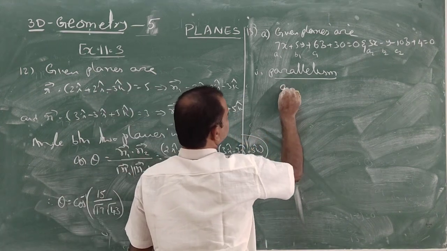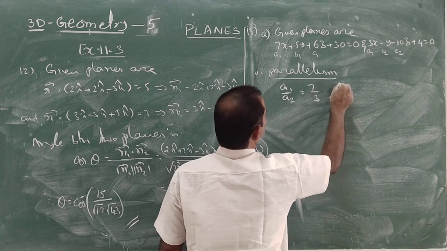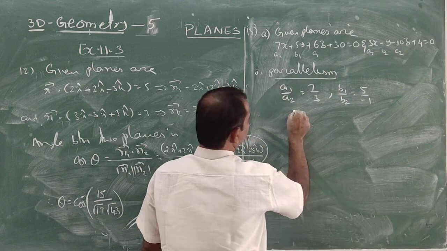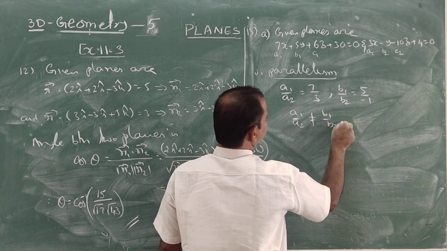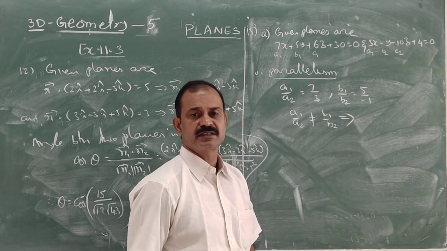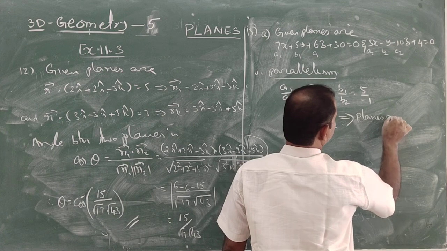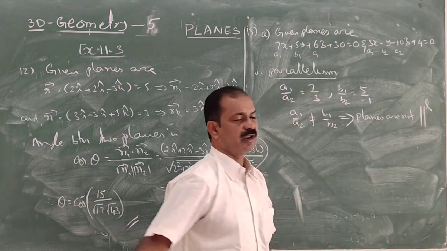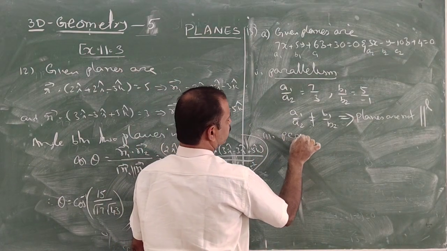So parallelism, first one, A1 by A2 is equal to 7 by 3, B1 by B2 is equal to 5 by minus 1. So A1 by A2 is not equal to B1 by B2, which implies planes are not parallel. Then you have to check whether they are perpendicular.